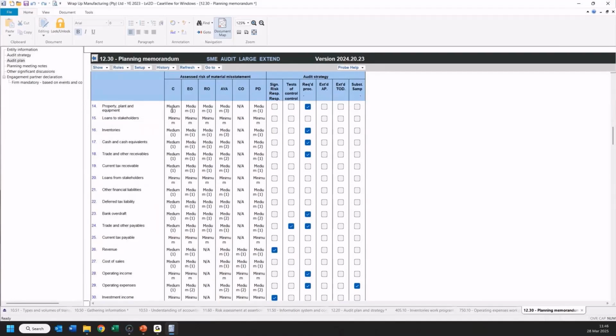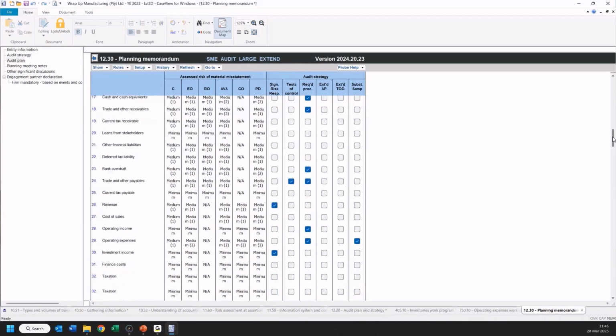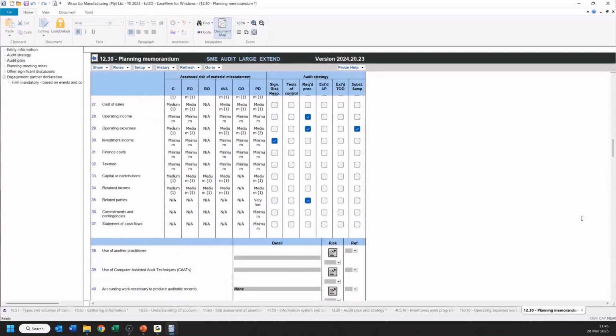So for property, plant and equipment, we've got required procedures. For inventory, we've got medium 3 for AVA and required procedures. There are some others, trade and other payables, where we have selected to test controls, things like that. So they've all been set in 1220 and before from our planning sections. But this is a nice summary to just quickly see in your planning memorandum.